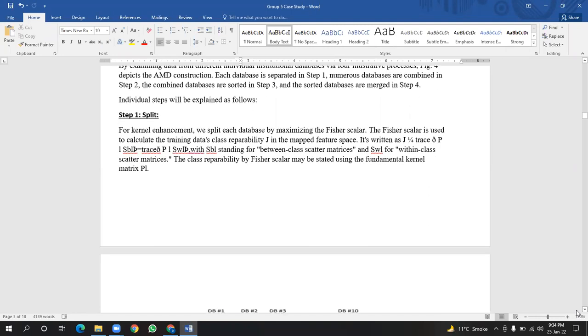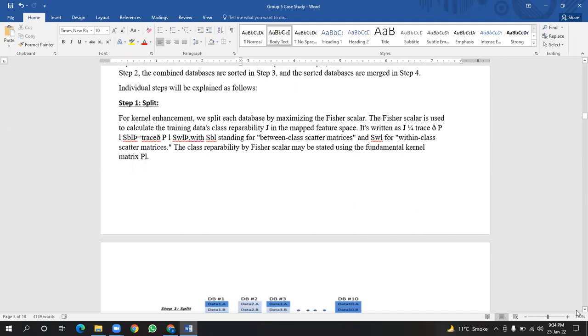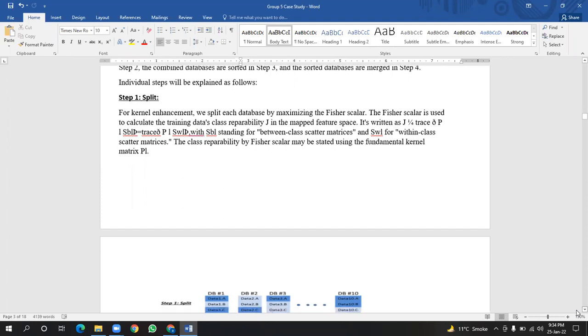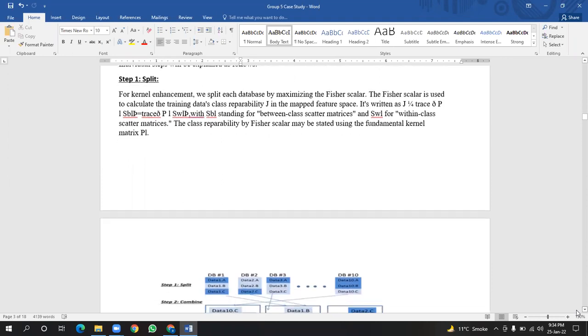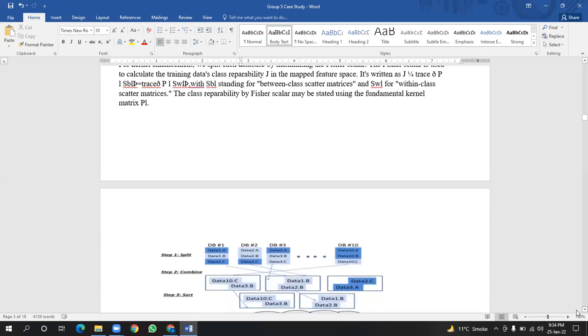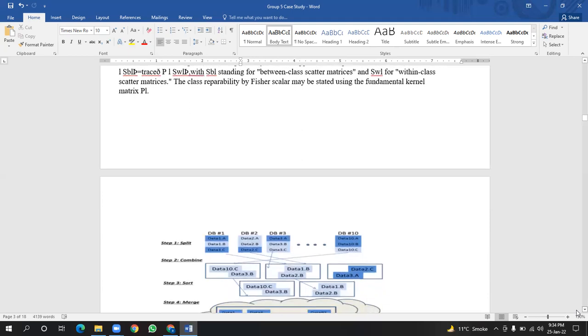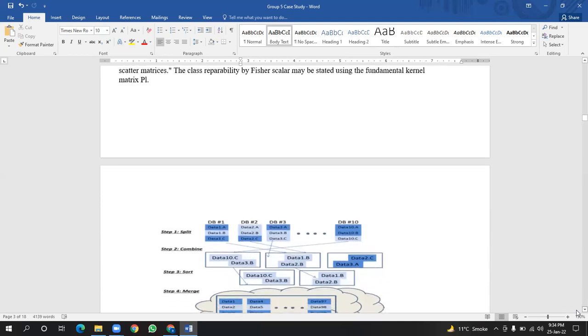Step 1 is splitting the data. For kernel enhancement, we split each database by maximizing the Fisher scalar. The Fisher scalar is used to calculate the training data class separability J in the mapped feature space. It is written as J = 1/4 trace, where P1 is the formula standing for the between-class scatter matrices and SW for the within-class scatter matrices. The class separability by Fisher scalar may be started from the fundamental kernel matrix.